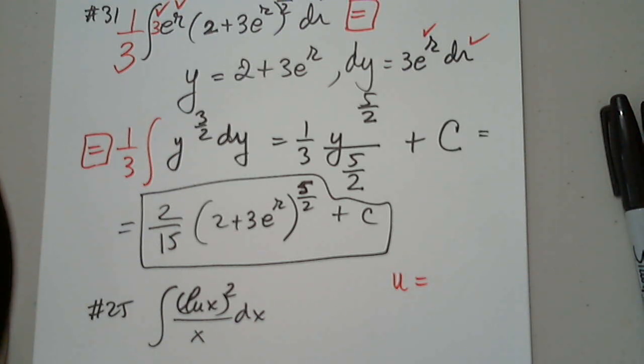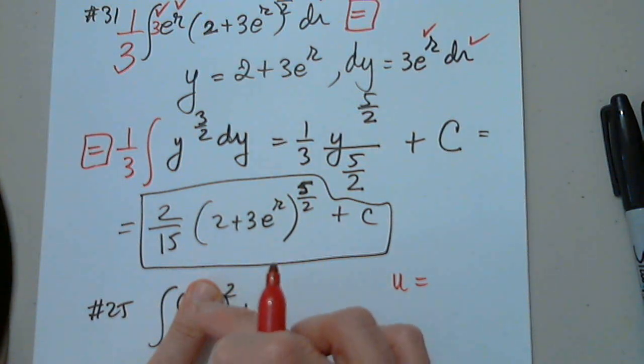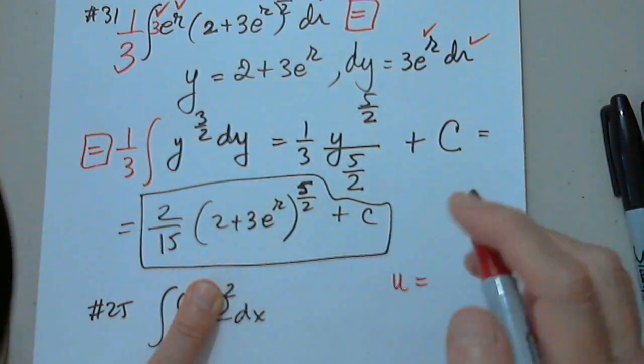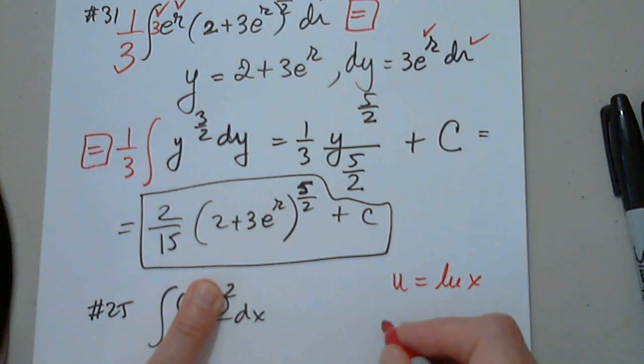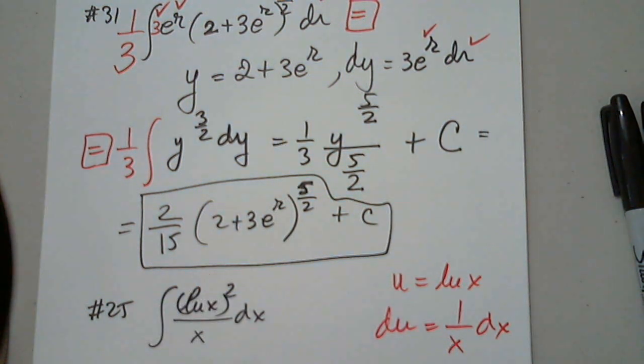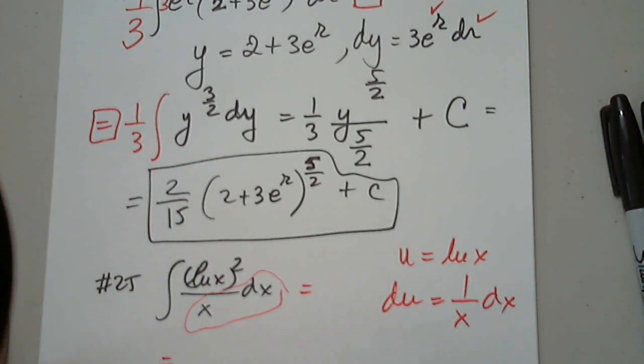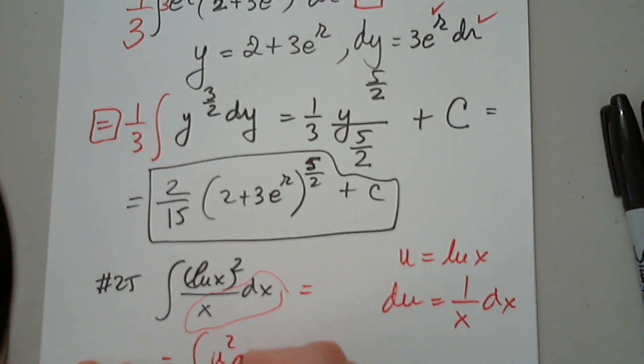ln x. Yes, because it's inside something squared, right? So this is the inner function, this is the outer. So this is what I want, as long as du is in the problem. Yes, dx over x. So can anyone translate this for us? u squared du. That's it.